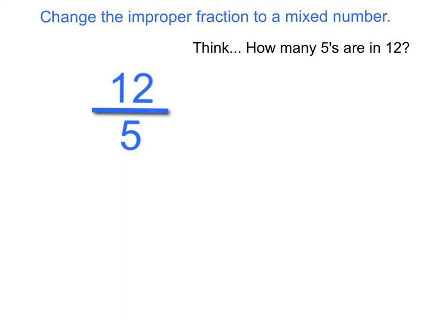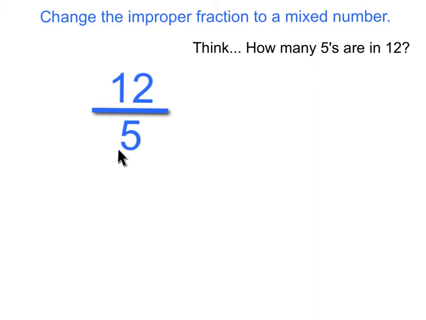Now the next thing I'm going to teach you is what do you do if you have an improper fraction and you want to change it to a mixed number? Well, it's very simple. All you're doing is division. Just think about this fraction bar as a division sign. You would say 12 divided by 5. Or you could think, how many 5s are in 12?